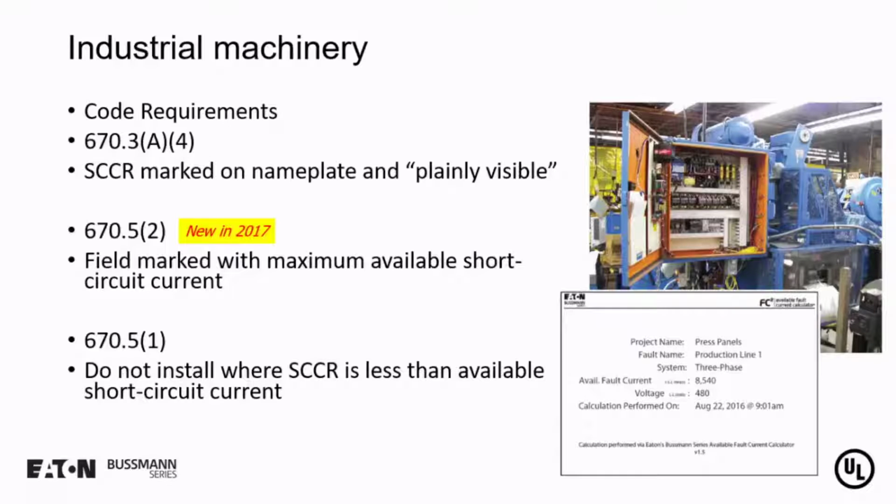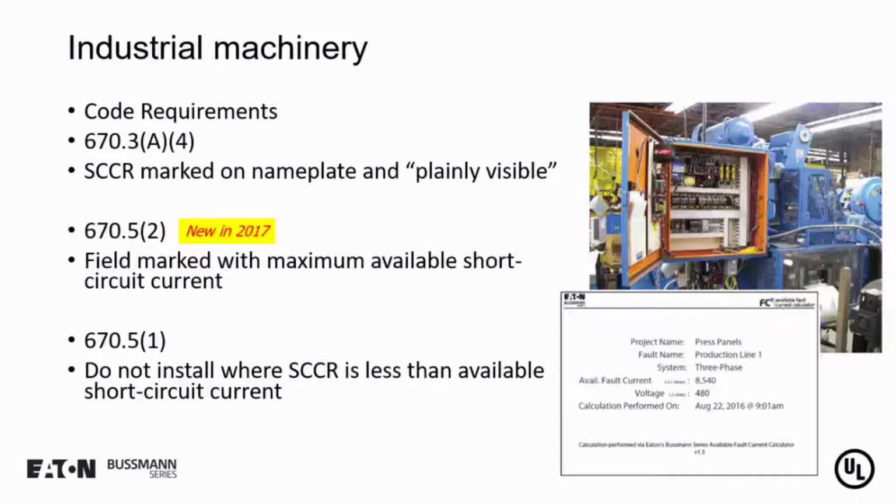And then lastly, we can see at 670.5 (1), there's a very important statement. Do not install where the short circuit current rating is less than the available short circuit current. This is a key point. This is really the reason for calculating and determining a short circuit current rating for equipment, because when the equipment is installed in the field, that rating has to be able to be at least equivalent to the available fault current at the point where the machine or the control panel is connected.